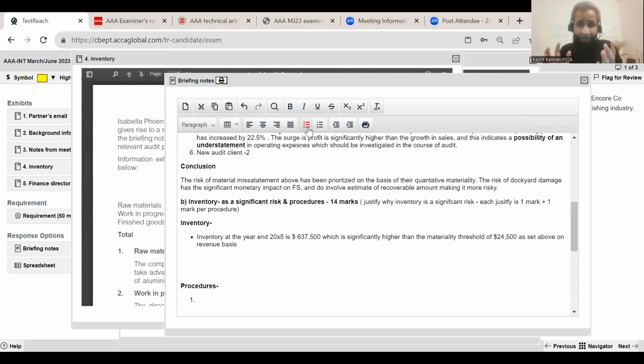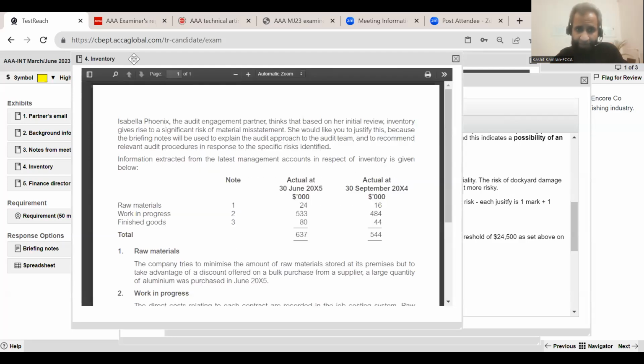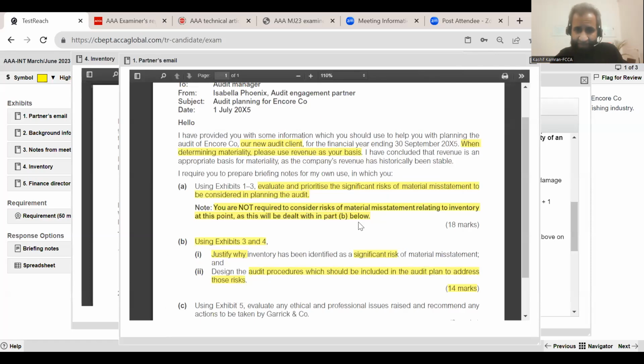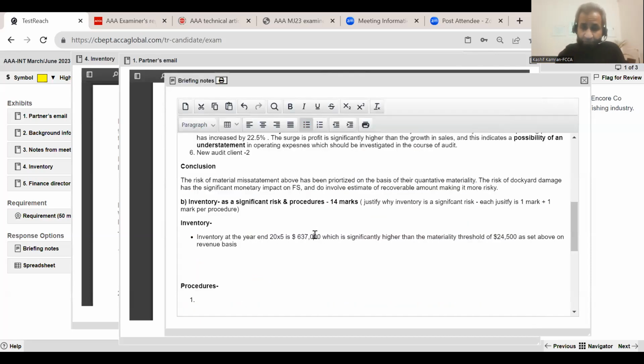So first of all, why is inventory a significant risk? Because it's significantly higher than the materiality threshold of 24,500. 637 is the number for revenue. Sorry, it is for inventory. So that's one basis. You explain it properly and you get 1 mark. I'm just putting the bullets right.